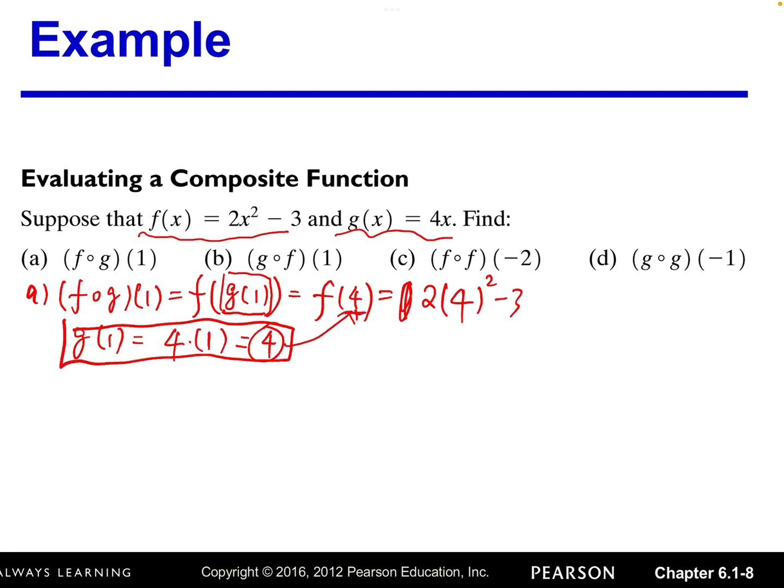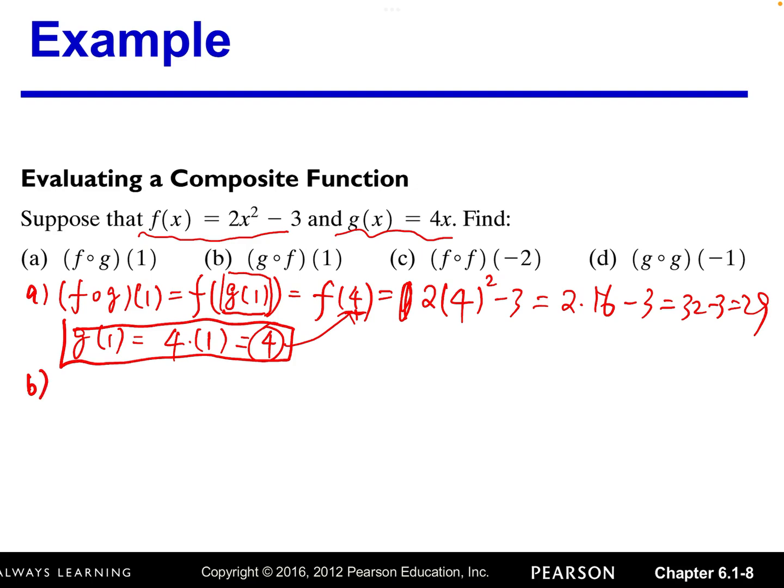Replace x by 4. So that equals 2 times 4 squared, that's 16, and then minus 3. 2 times 16, that's 32. 32 minus 3, so we got the answer for A is 29. All right, and similarly, we can do the B, C, D.